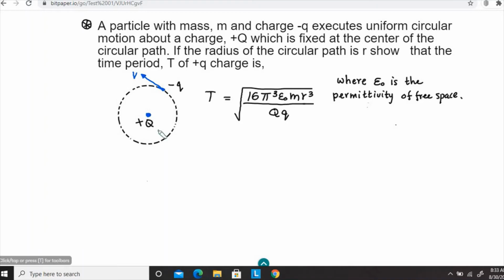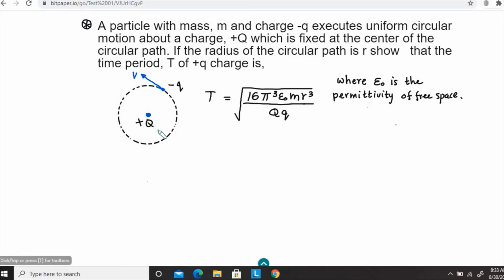This is another example where we can apply Coulomb's law along with theories that we learned about circular motion back in General Physics 1. The first thing I'm going to do is draw the forces acting on the particle that is of concern.